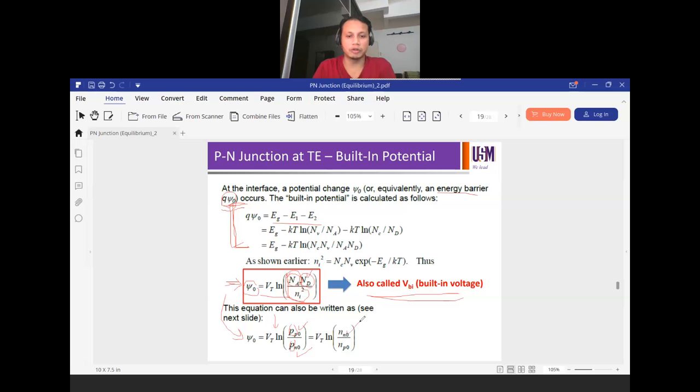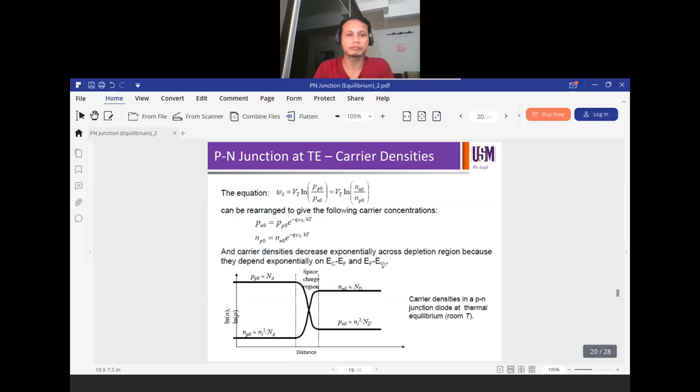So majority for N, and minority in P. Majority in N, minority in P, majority in P, minority in N, right? Okay, so you can just replace the Ni squared over whatever that we have learned from the law of mass action into the top equation, and then you can rearrange the equation to get the below one. Right. After rearrangement, you also can write the equation as this.